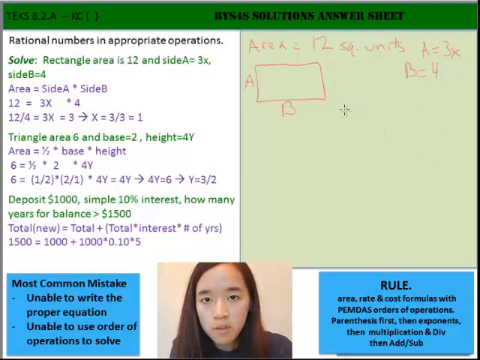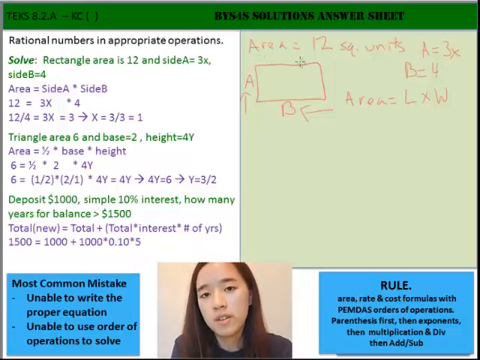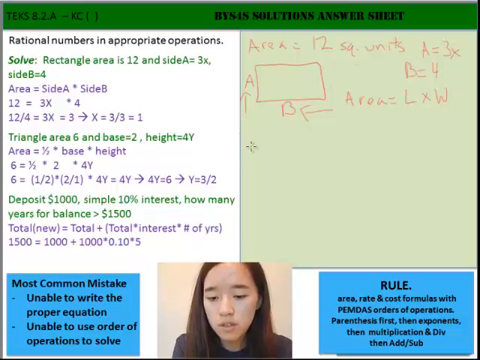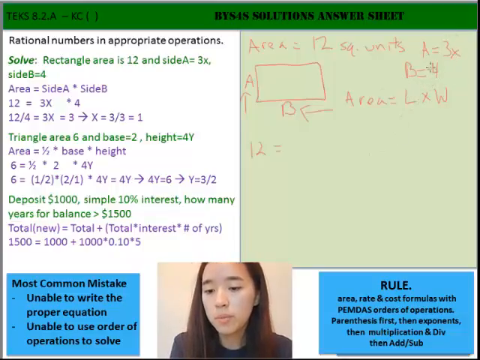So let's first remember that the area of a rectangle is the length times the width. And we are given the lengths and the width. The width is side A, right here, and the length is side B. So we are already told that the area for this specific rectangle is 12 square units. And since we already have the lengths for sides A and B, we can put them in on the other side. So we would have 3x times 4.